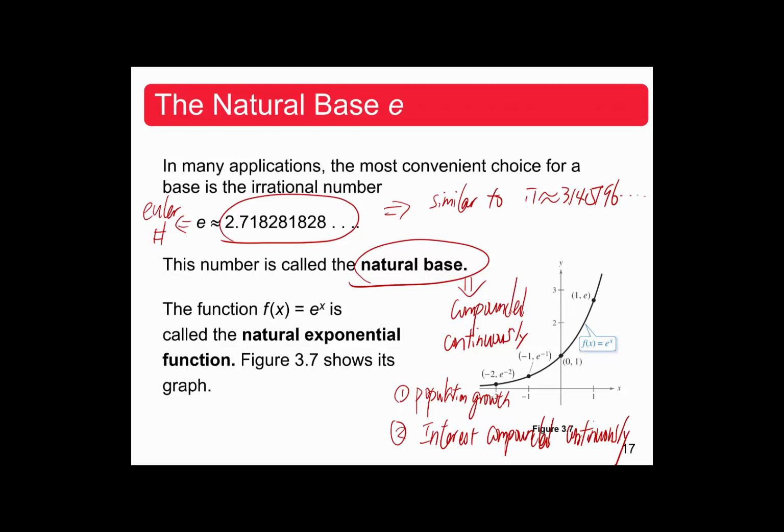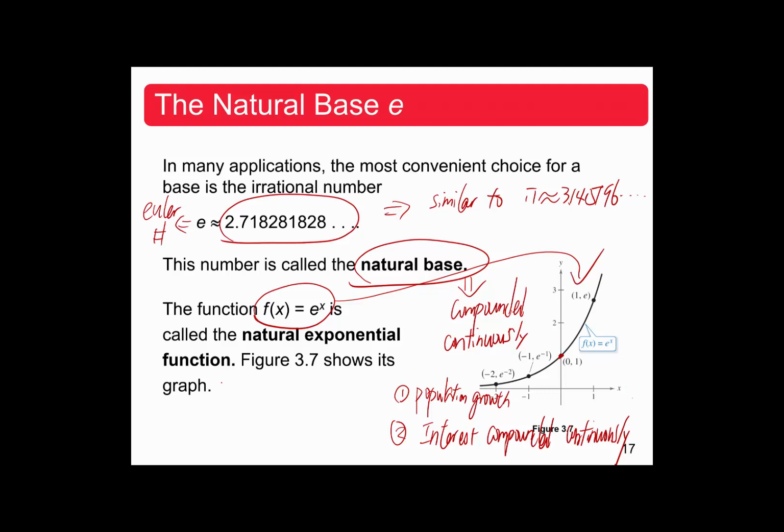And the graph of the function f of x equal to e to the x is depicted right here, right? Still, we follow all the growth model patterns. Domain is all real numbers, range is from 0 to infinity, and it passes through 0, 1. The x-axis is the horizontal asymptote, right?